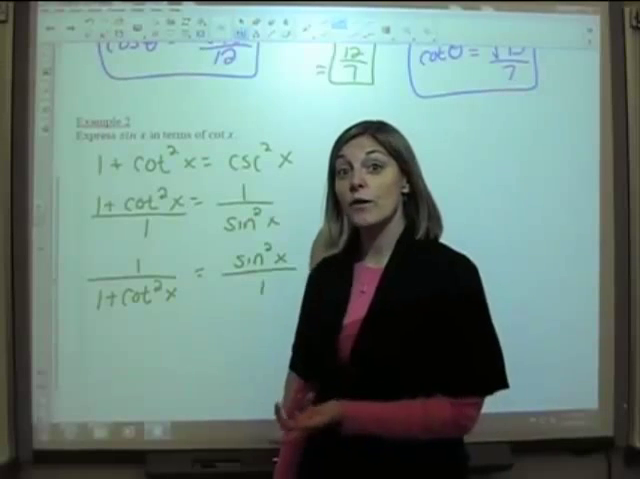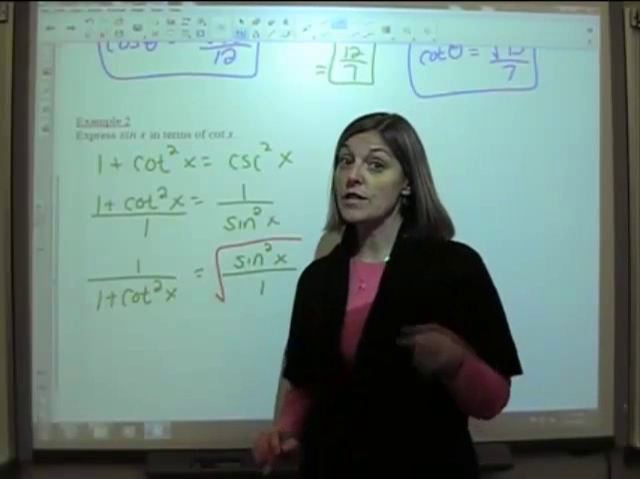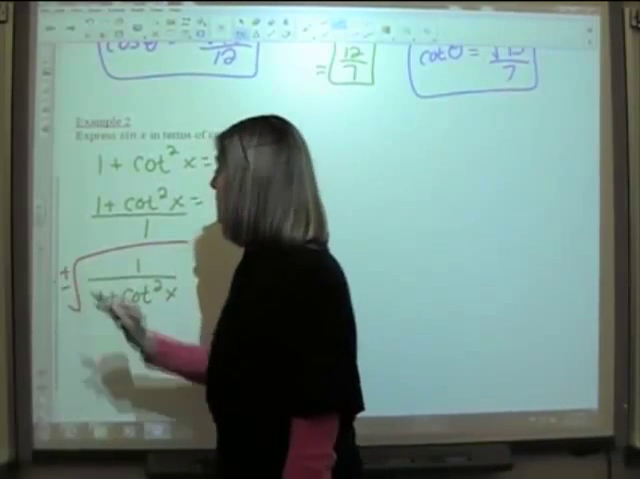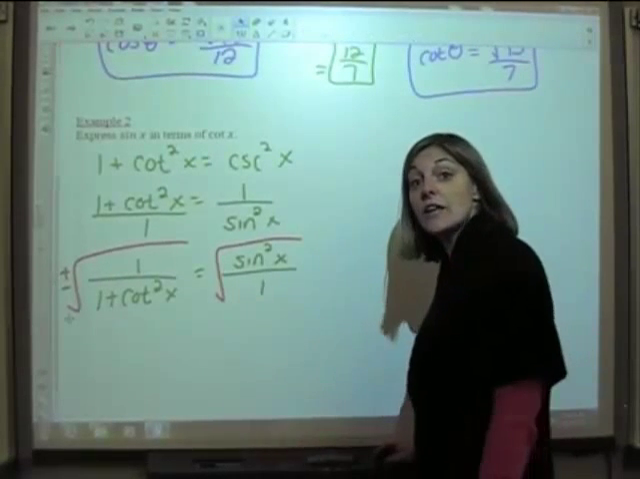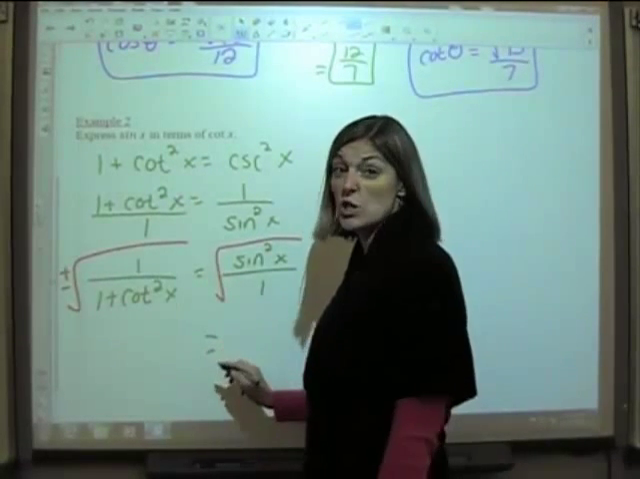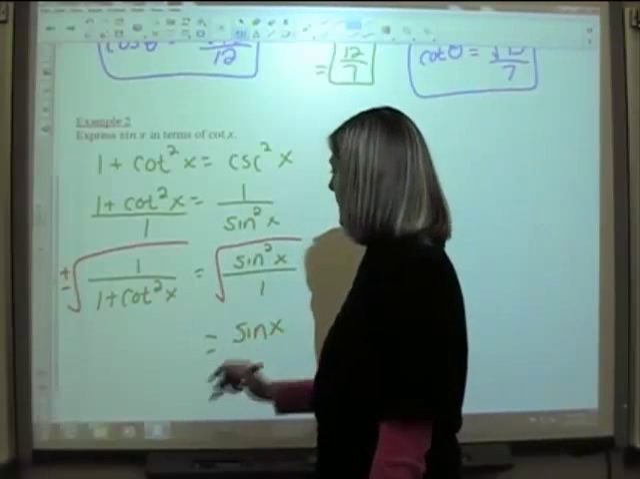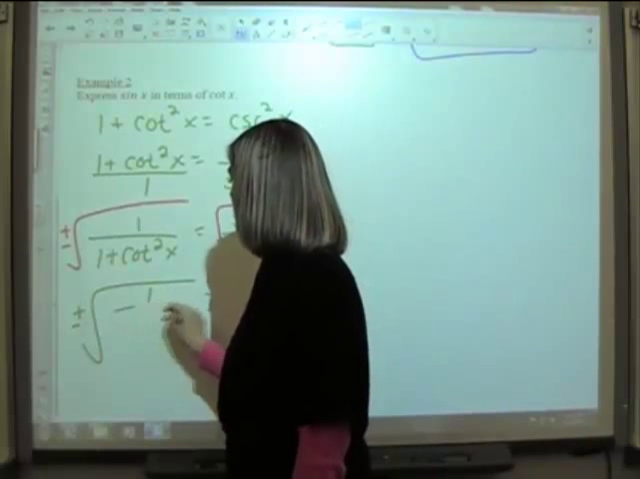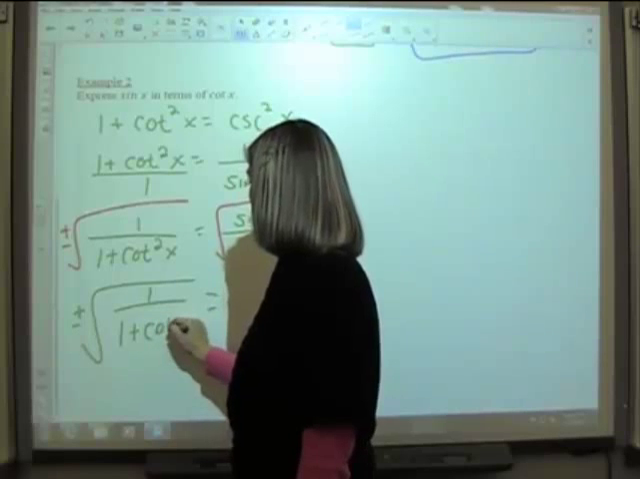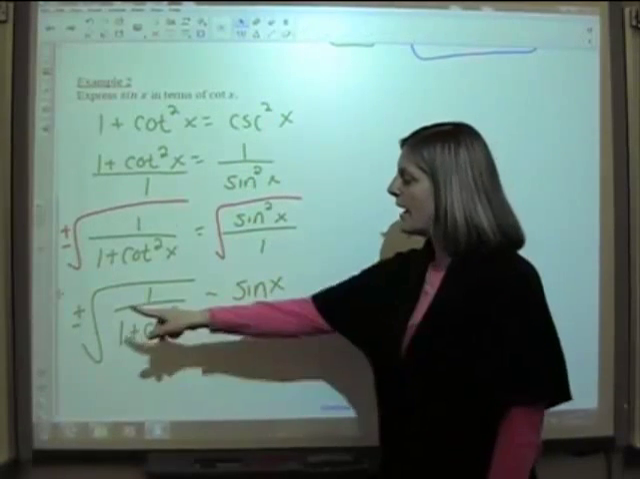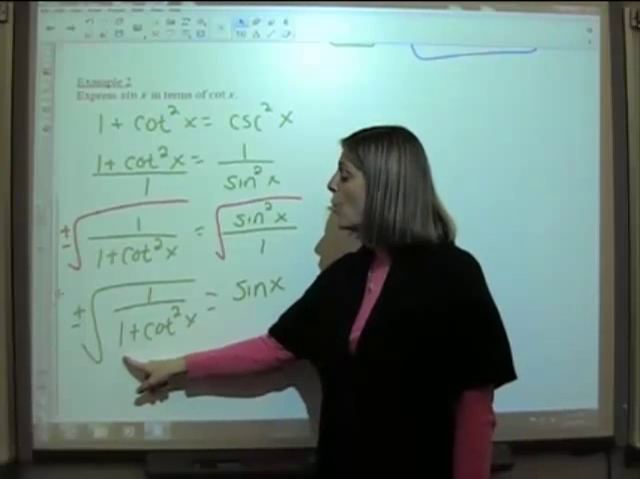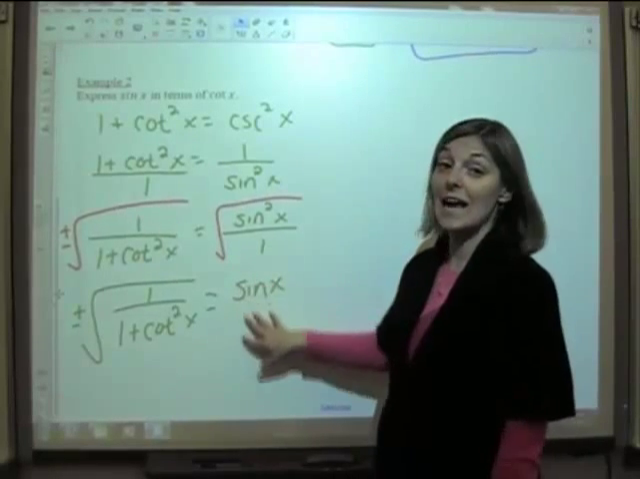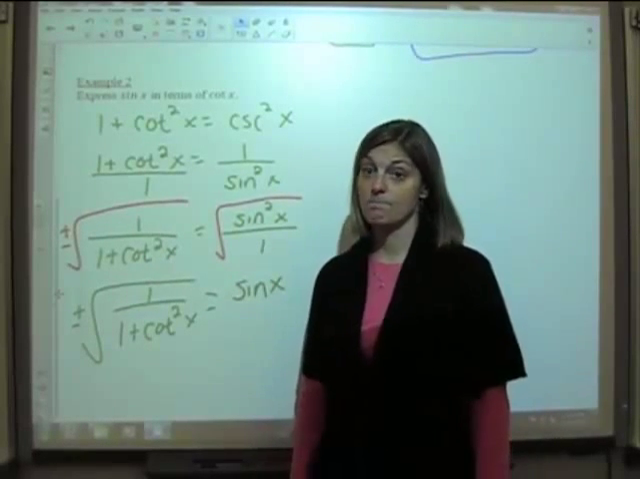All right, so then we take the square root of both sides. Remember, when you take the square root of both sides, you have to have the plus or minus. And so that's going to get your sine by itself, so it no longer has the square. Let's move this up just a tad. And then you have plus or minus the square root of 1 over 1 plus cotangent squared x equals sine of x. So now you have expressed sine of x in terms of cotangent.